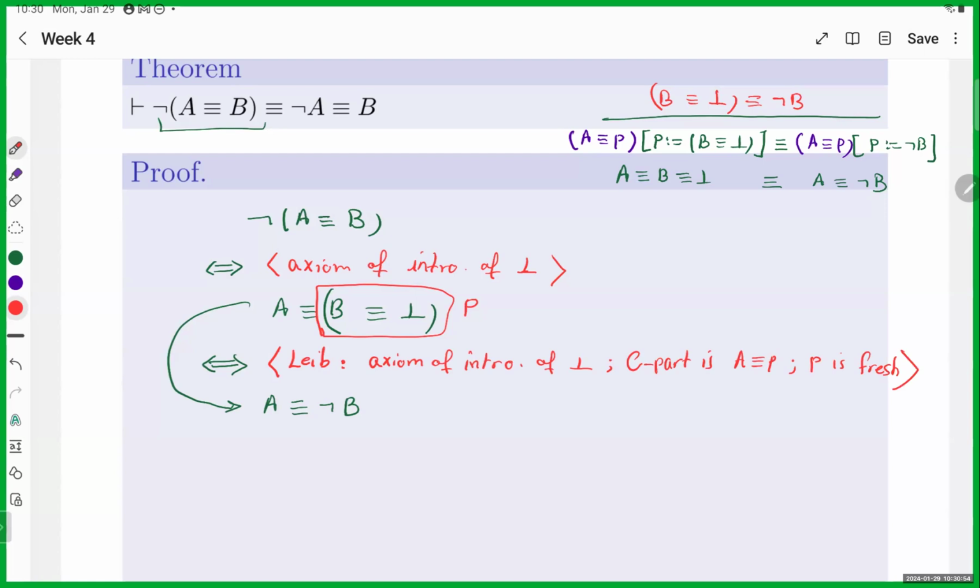Because if it did occur in A or B, say if there's P in A, then substitution would change A to something else, right? You don't want that to happen. So if P was in A, you cannot apply this. I mean, you can apply it, but you don't get A anymore here. You get something else. So in order to keep A, you want P to be fresh. It also doesn't occur in B, so that there's no fishy business here. Here, it's not actually important that it doesn't occur in B, but in general, always say it's fresh.